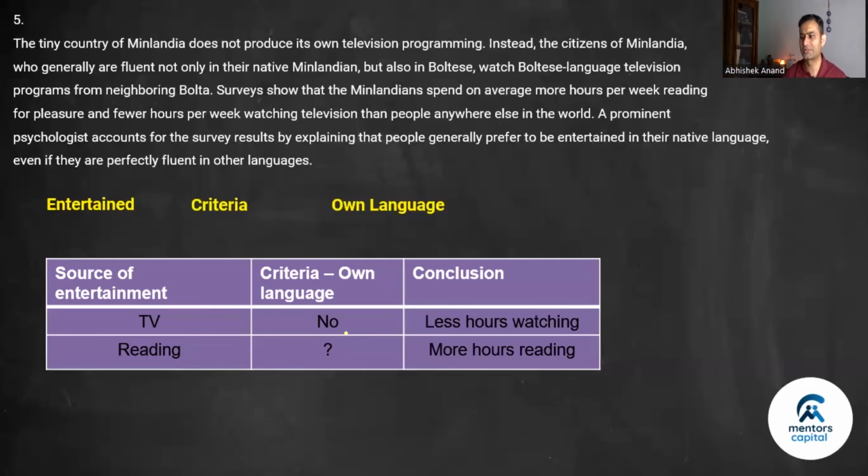And then the conclusion is given. So obviously this would have made sense because you like to be entertained in your own language. But this part will only make sense using this explanation if you had given me this information that there are lots of books in their own language or people read books in their own language. Then the explanation given by psychologists would make sense, but I have not been given that part. So I have to assume that there are books that people read in their own language. This is an assumption which I have to make.